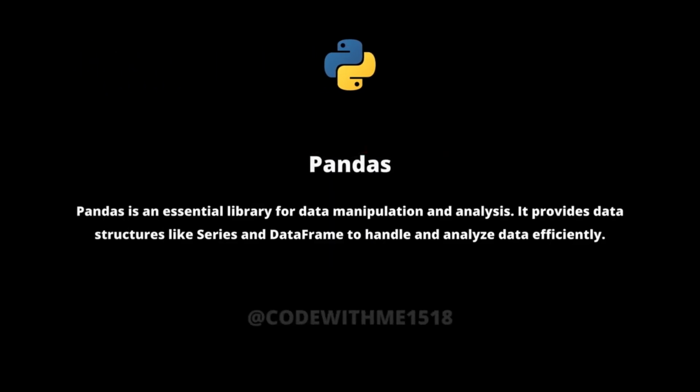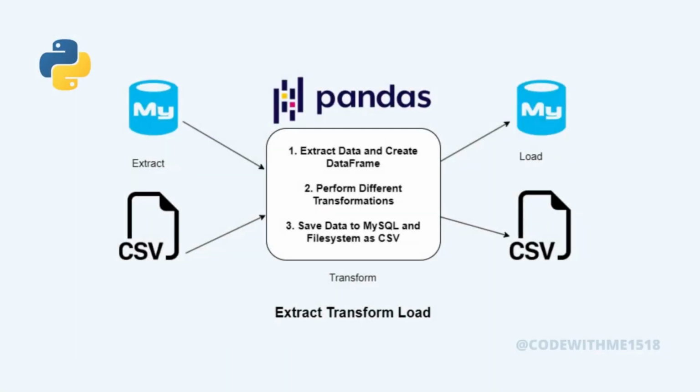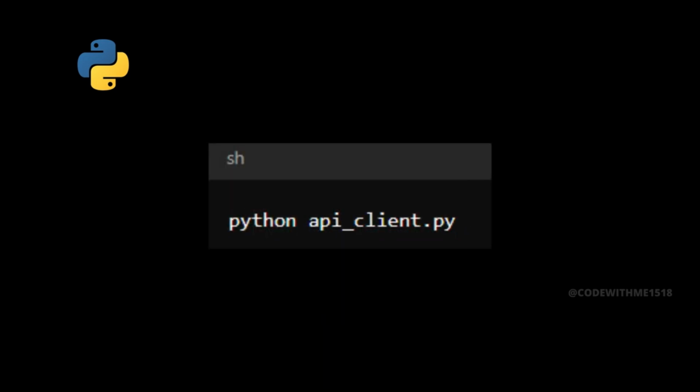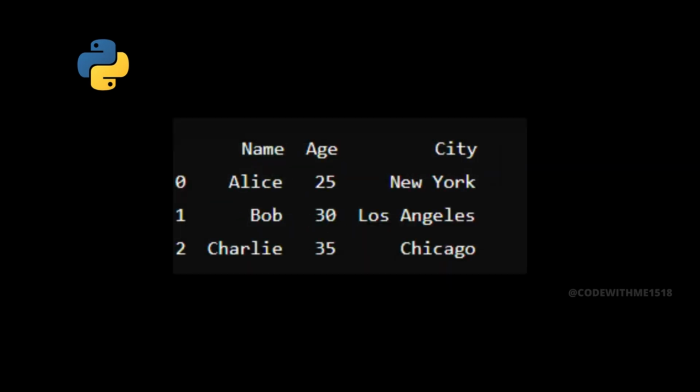Pandas is an essential library for data manipulation and analysis. It provides data structures like series and data frame to handle and analyze data efficiently. Let's create a simple data frame using Pandas. This code creates a data frame with 3 columns: name, age, and city. Let's run the script to see the output. You should see the data frame printed in the terminal with the provided data.